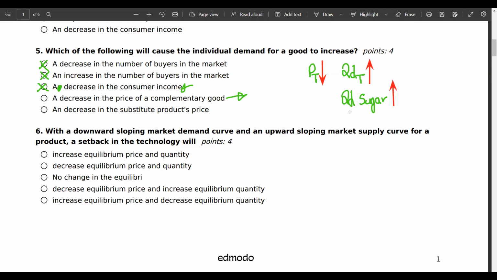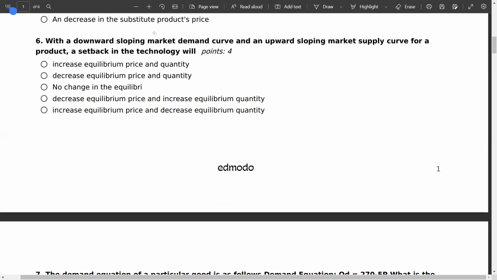So thinking of sugar as the good of which we are talking about the individual demand, let's take it that way. If that's the case, tea's price, which is the complementary good, if tea's price decreases, what will happen? Sugar demand would increase. So the answer for this one is the fourth one. Hope you guys got that. Okay, hope that's clear. And then we move on to the sixth question.